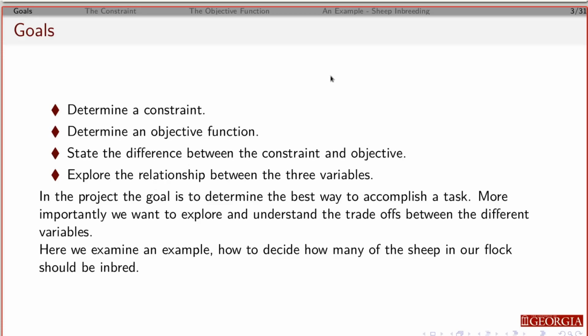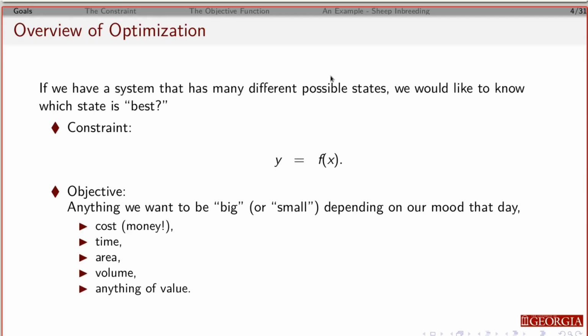In terms of the project itself, you're asked to accomplish a particular task in terms of finding the best way to do something. But it's also important that you be able to go through and explore the relationship between the variables and figure out if one thing changes, what happens to the rest of the system, and be able to discuss that in a rational way. And then in order to do that, I'm going to talk about a particular example involving sheep.